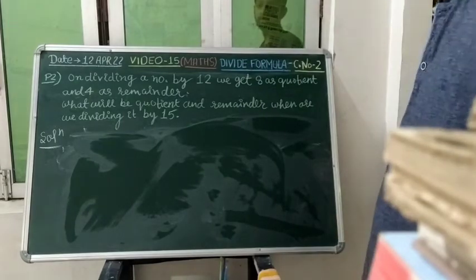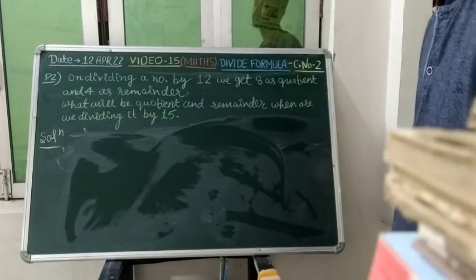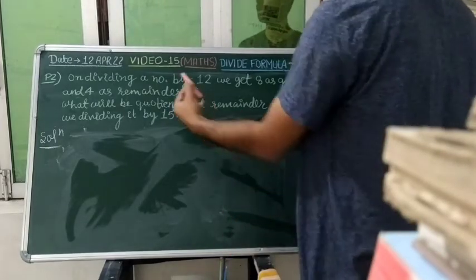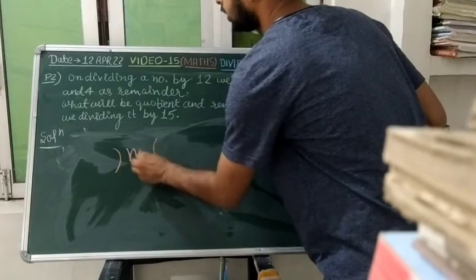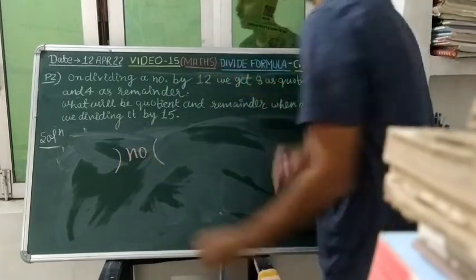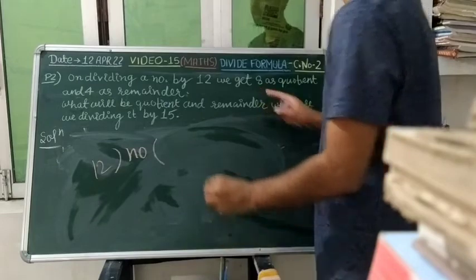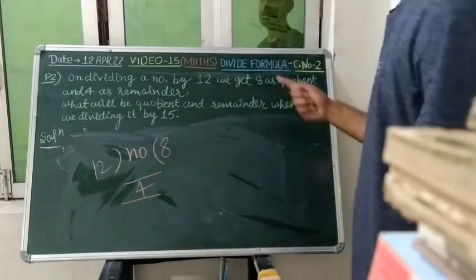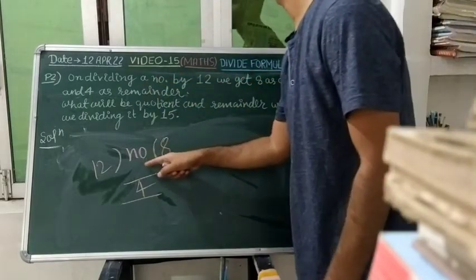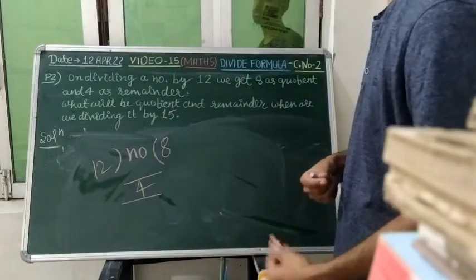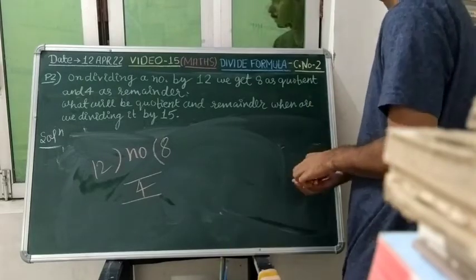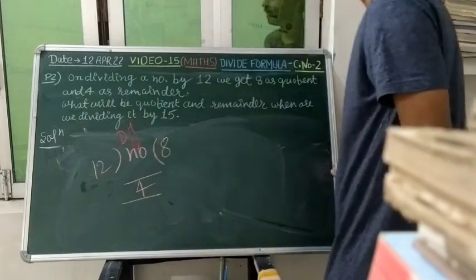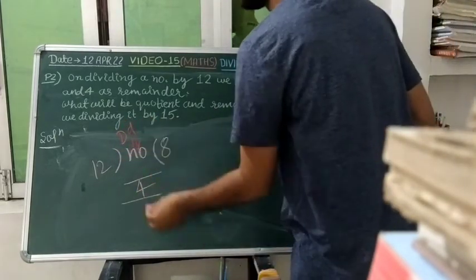Now, as I have told you, you should think in the quick way. So how can you think in the quick way? You know the question is saying that a number is there which you are dividing by 12, getting 8 as quotient and 4 as remainder. So what is the number is the first approach. The first approach is to find out the number, and I have told you this is nothing but our dividend.